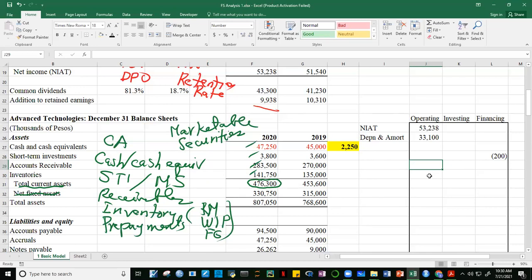Nakabenta. So, source of cash. Okay? So, positive, negative? Positive. Okay. Thank you. So, that's 283,500 minus 270. Right, guys? Yes po. Okay.